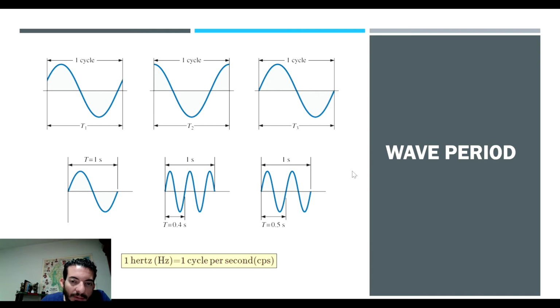Lowercase f is always frequency. That is reserved for values of frequency, and the units are hertz. So 1 hertz, sorry, hertz, because this comes from my last name. Last name is Hertz. 1 hertz is a cycle per second. So if this distance or this cycle happens in 1 second, this wave has a frequency of 1 hertz. But if there are 2 cycles in 1 second, then the frequency is 2 hertz. Okay, so for instance, this is 1 second.